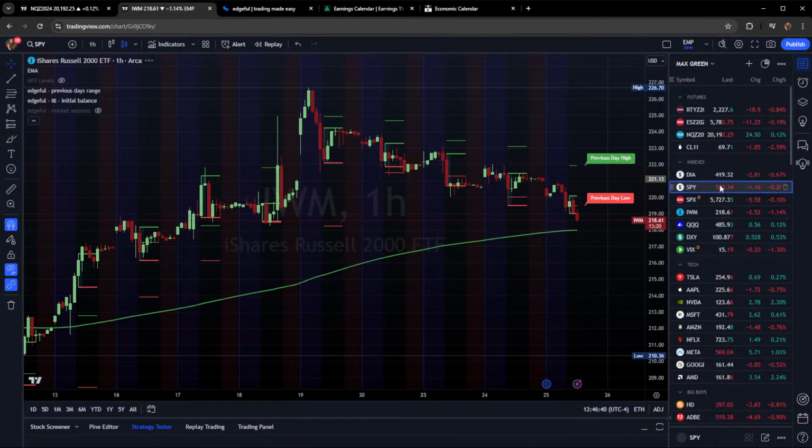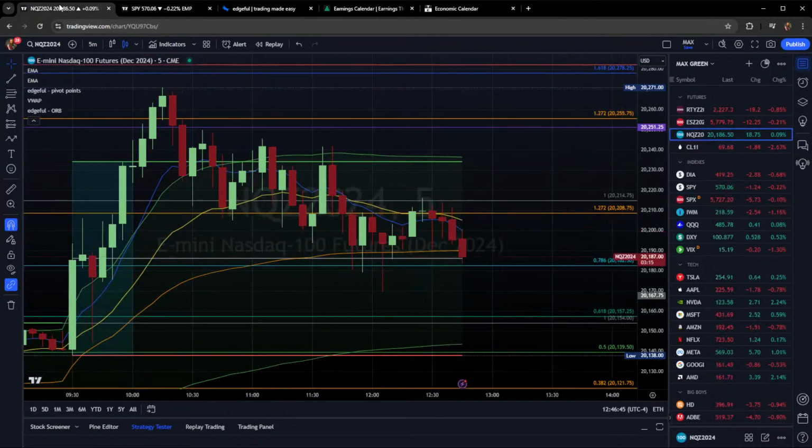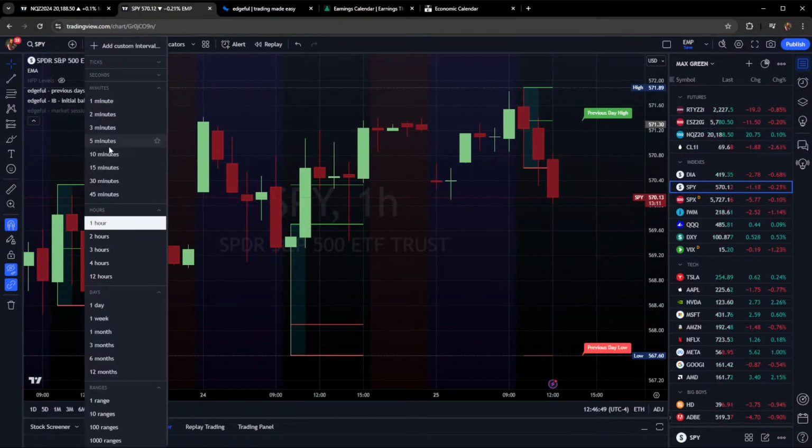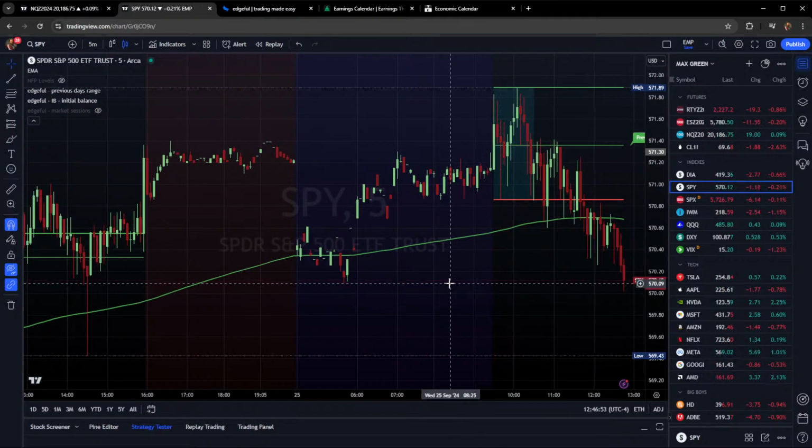Can SPY get to this 570 finally? Oh, there we go. All right, break this down. SPY could bounce here though. That's what's tough. 570 could bounce, but we did just break under the pre-market low here.